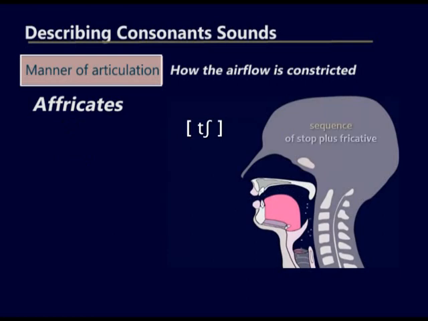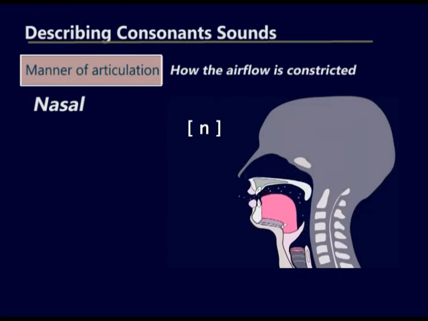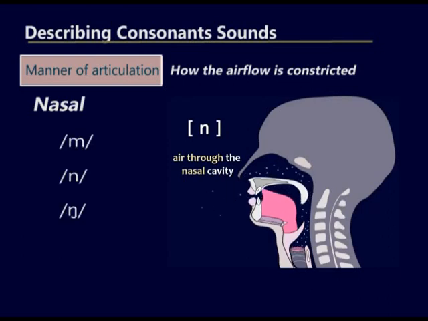Affricates result from a sequence of stop plus fricative in rapid succession. So the affricate ch represents t plus sh, just as the affricate j results from d plus j. Nasal sounds are produced when the velum is lowered, allowing air to pass through the nasal cavity, such as mm.